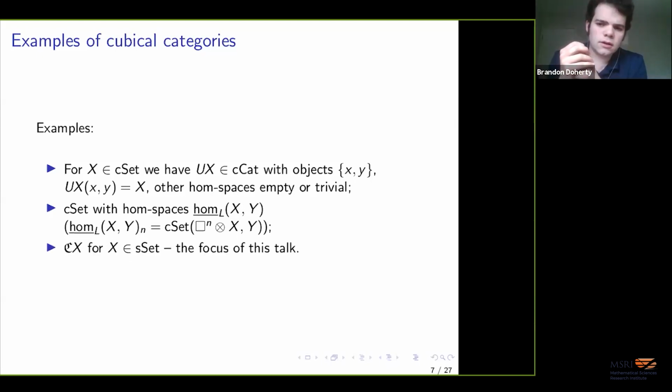And for any simplicial set X, the left adjoint of the homotopy coherent nerve gives us a cubical category that we can write as Cx. And describing these is going to be the main focus of the talk. So I will get to that gradually over the course of the next half hour or so.